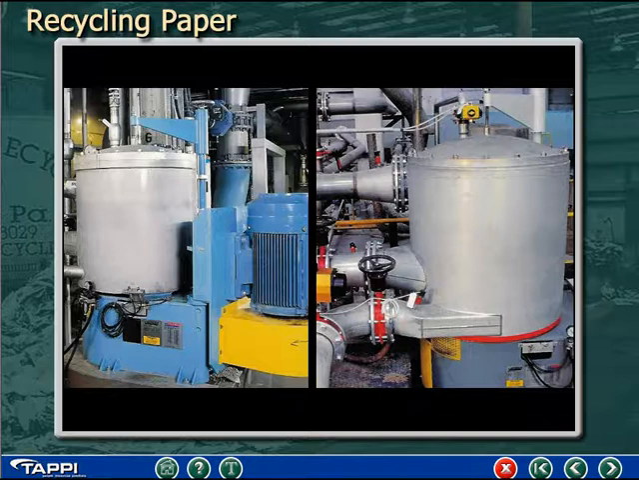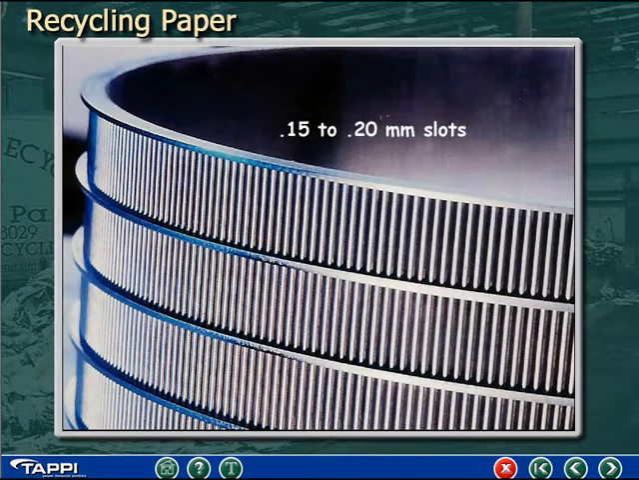Usually arranged in multiple stages, the fine screening operation is designed using low pulse rotors that don't push stickies through the screen plate openings. Modern screens use slots that range in size from 0.15 to 0.20 millimeters or 0.006 to 0.008 inches, so that extremely fine debris is removed efficiently with little loss of good fiber.